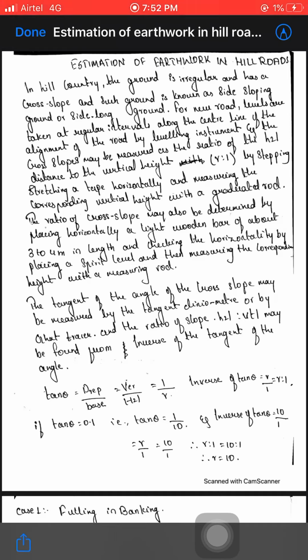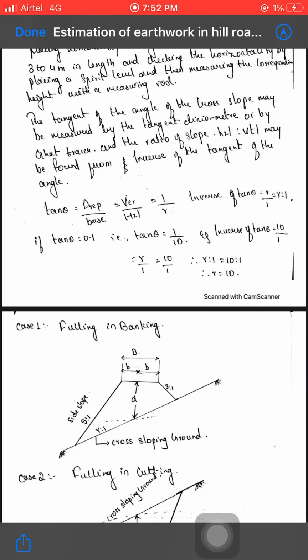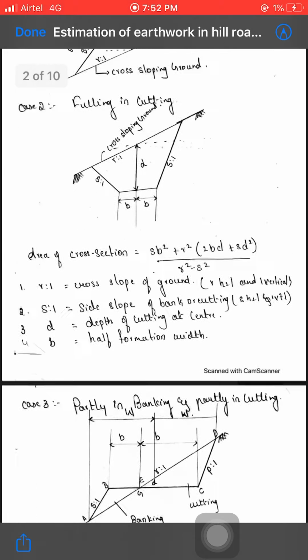So today we'll be studying about estimation of earthwork in hill roads. In previous classes we have solved a number of problems on estimation of earthwork. Now I'll be telling you how to do the estimation for earthwork in hill roads. At the time of handling earthwork in hilly areas, three types of situations will occur: fully in banking, fully in cutting, and partially in banking and partially in cutting.